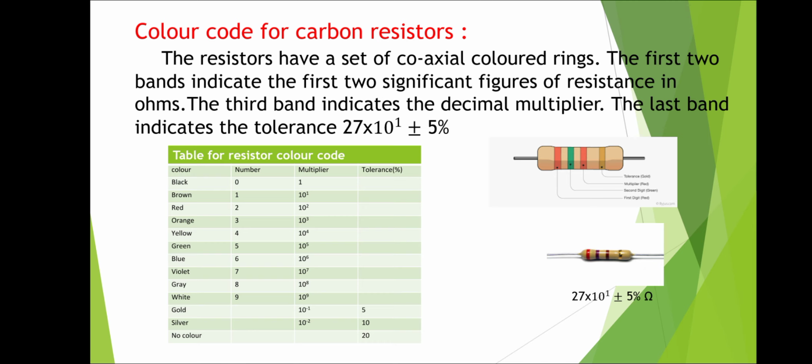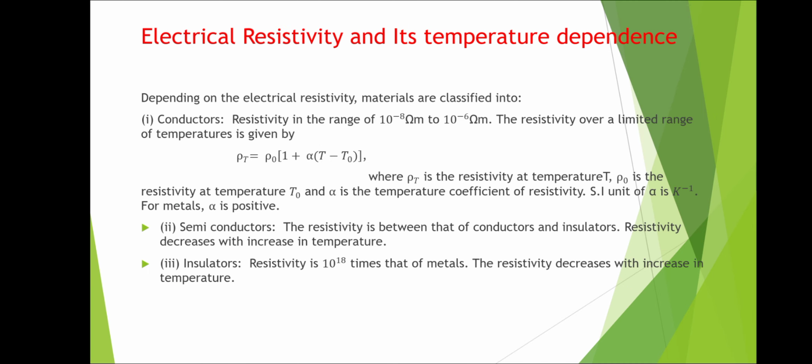Next one, electrical resistivity and its temperature dependence. As we all know, resistivity depends upon the temperature, and rho T equals rho naught times 1 plus alpha times T minus T naught. So this is the mathematical formula for the dependence of resistivity on temperature, right?